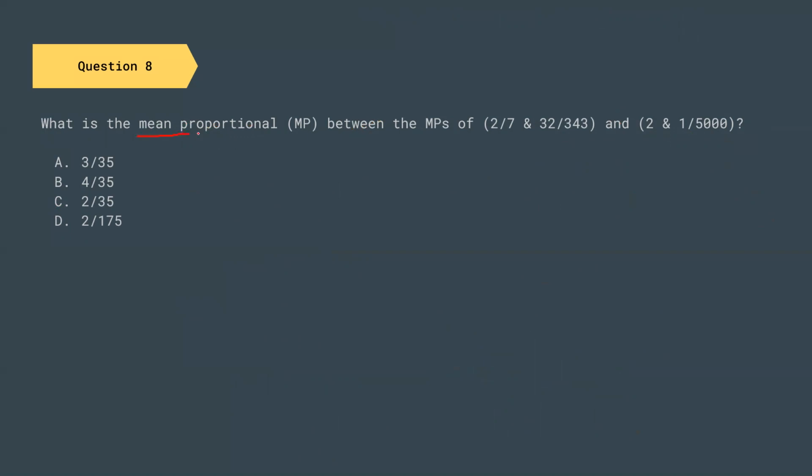That is mean proportional. MP is between this and this. So we have to find the MP. And what do we mean by mean proportional? If we have to find the mean proportional of A and B, so MP of A and B is root over A into B. So now let us try this one.